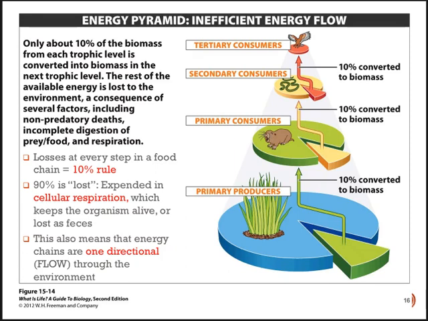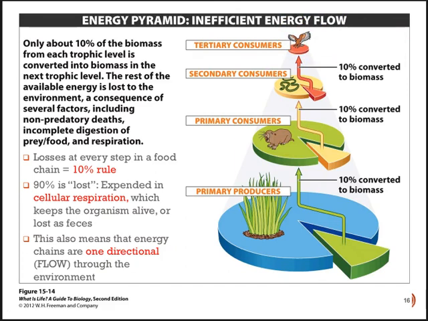This is just a general rule of thumb that says that at each trophic level in this energy pyramid, only about 10% of that energy is actually converted into physical biomass. Biomass just means the physical structures of the body. Only about 10% of the energy found at one trophic level is converted into the physical biomass in the next trophic level. This has huge implications for how many top carnivores you can have in any given ecosystem.